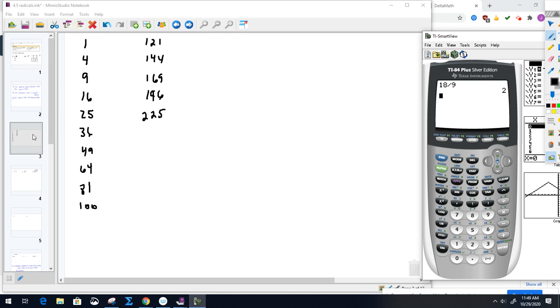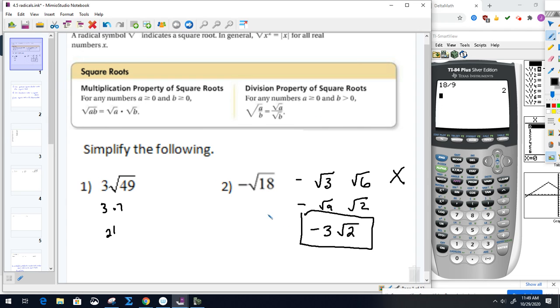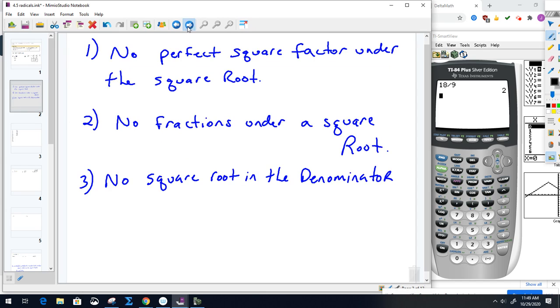So I can use my calculator to help me, but it doesn't give me the full answer. So that's where the 9 and 2 came from. And of course the negative out in front stays there, so it'd be negative 3 square root of 2 is the simplified form of this.